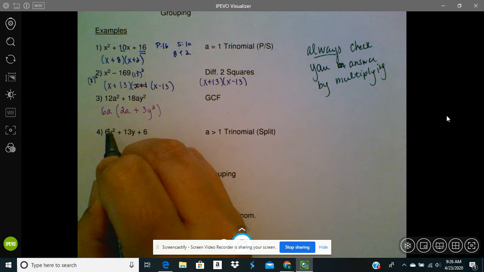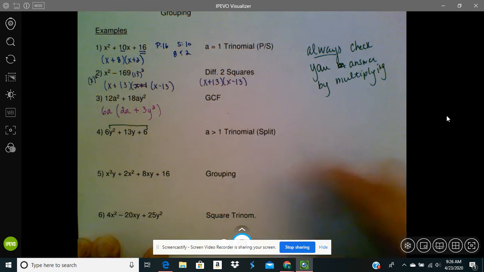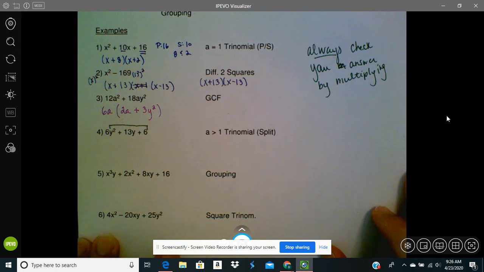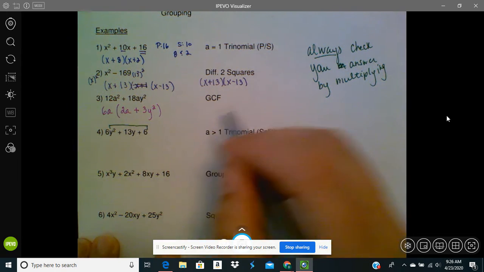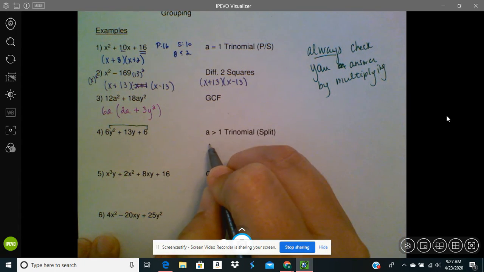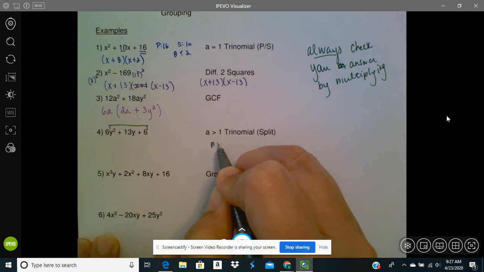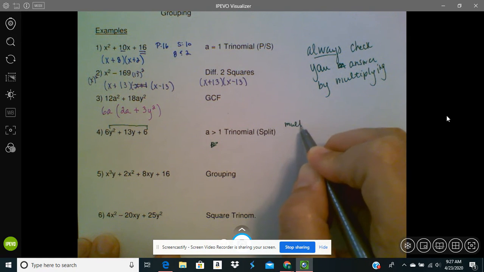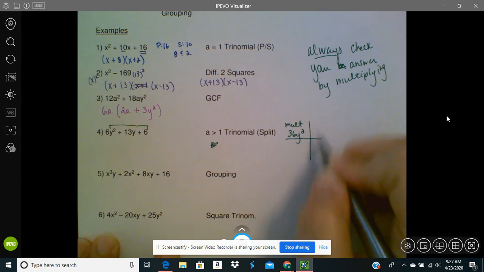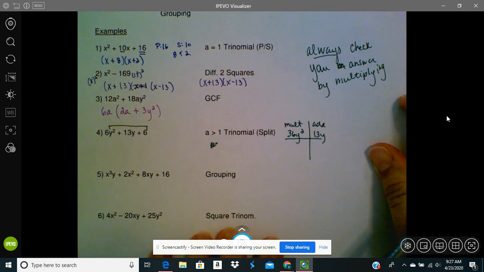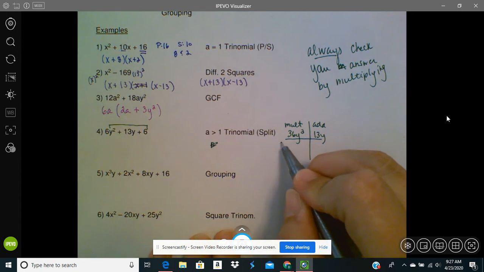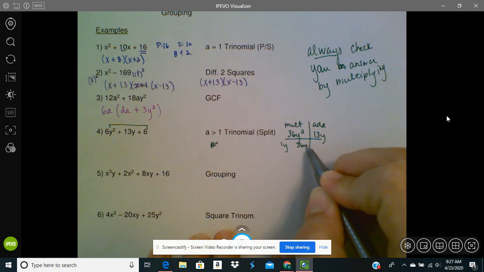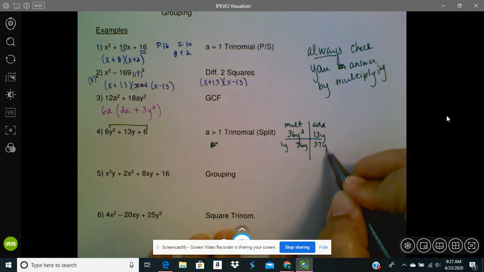All right, so we're going to take 6y squared times 6. We need 36y squared. So I need two numbers that multiply to 36y squared and at the same time add to 13y. Okay? Let's look at 1y times 36y. That adds to 37y. Nope.